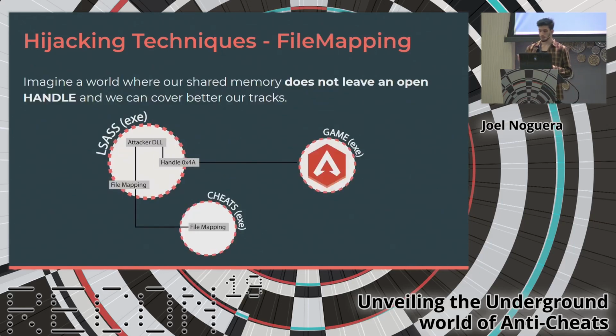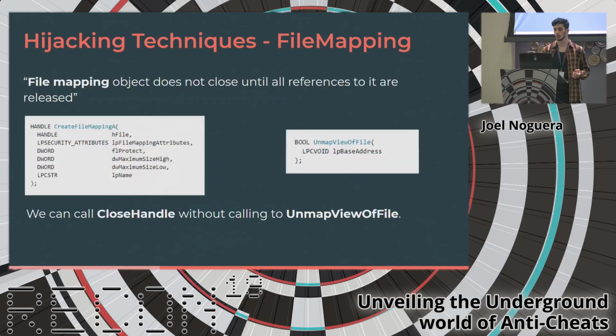The next step was to try a different communication method, and this one was using file mapping. So we stopped using named pipes and moved to file mapping. Why? Because file mapping allows us to have shared memory between two processes, but without having a new handle. And how is this possible?